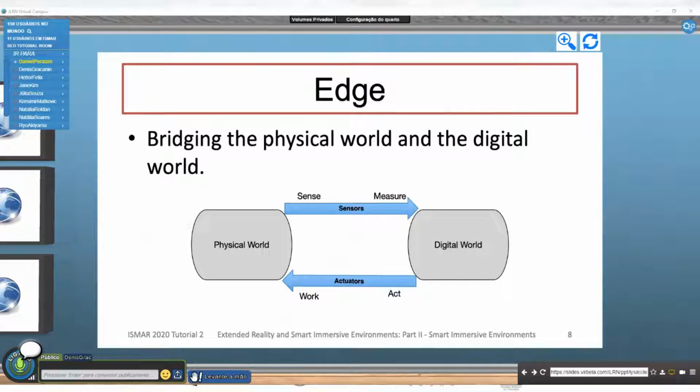So at that lowest level, at edge level, we are looking at bringing the physical world and the digital world together. For the physical world, we have sensing through sensors, and those sensors provide measurements that are then provided to the digital world. In the digital world, we decide on action, or we act, and that action is represented through actuators that provide certain work or certain physical activity that then impacts the physical world, that can then change the sensor's reading, and then we have that closed loop.